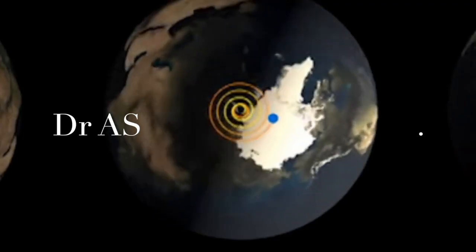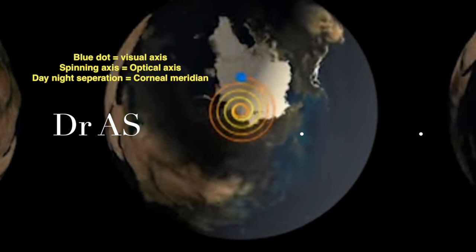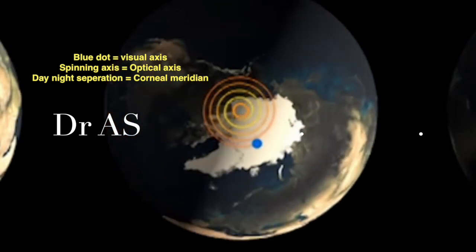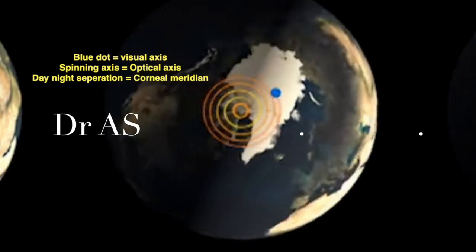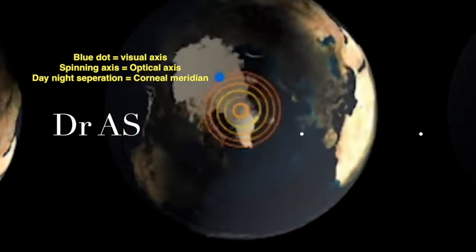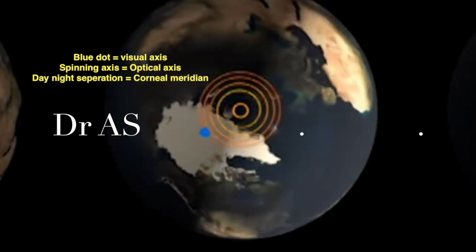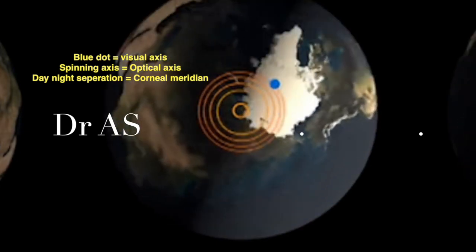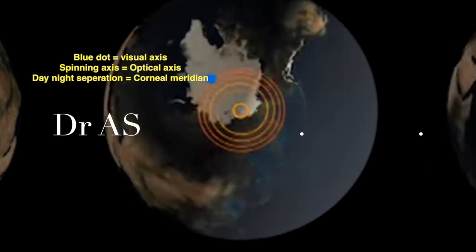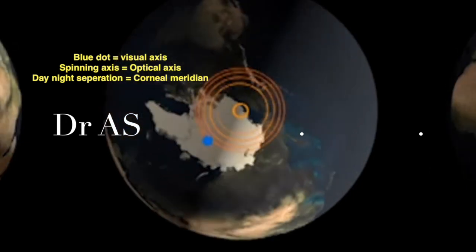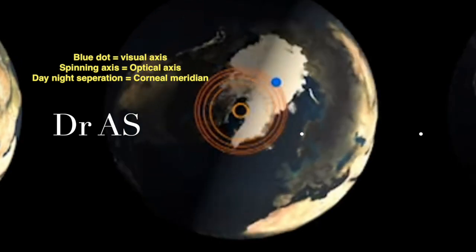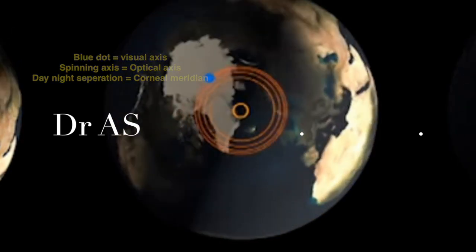So going back to our view from the North Pole, you can see that the blue dot, which represents the visual axis, is spiraling around the optical axis, and we are wrongly assuming that the corneal meridians are passing through the optical axis whenever we do our cyclotorsion measurements. So in reality, we would need a measurement of the meridian along this spiraling blue dot.